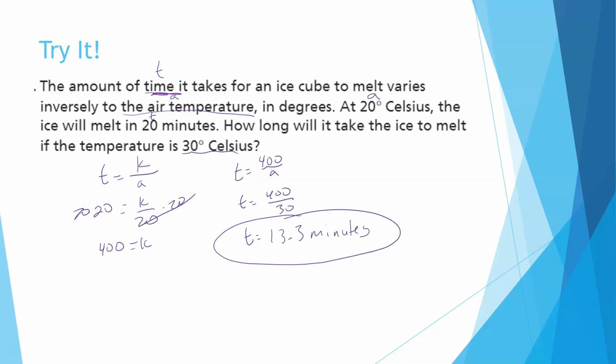At 20 degrees Celsius, the ice will melt in 20 minutes. I don't love that they use 20 both times, but after 20 minutes, so this 20 was the T, and then 20 degrees was right here. So, divided by 20 degrees Celsius, that was the A. I multiplied both sides by 20, and I got 400 equals K. So my equation I can keep using is T equals 400 over A, and they specifically wanted me to figure out how long it will take to melt if the temperature is 30 degrees. So I did 400 divided by 30, and I got 13.3 minutes.